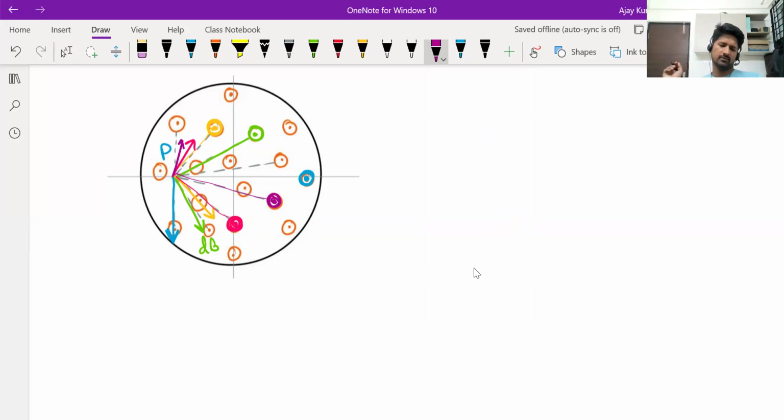Can you predict the direction of the net field in this case? Anyone? Will it be positive x-axis? Positive x, so you are saying it will be to the right. Okay, wait, we have not visualized some vectors. There are some vectors from this side also, like there will be a current here. Take this one over here, it will produce a magnetic field in this direction, and it will be quite strong.